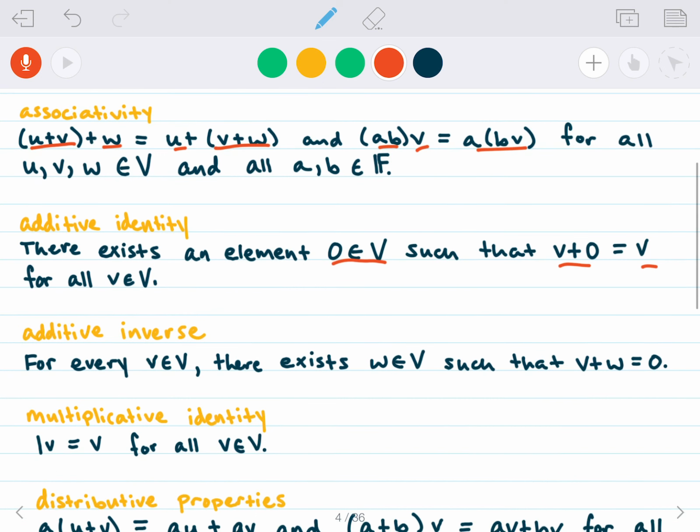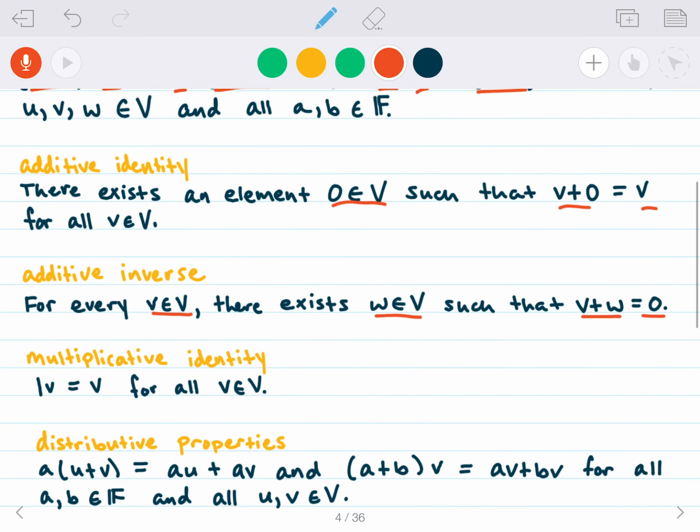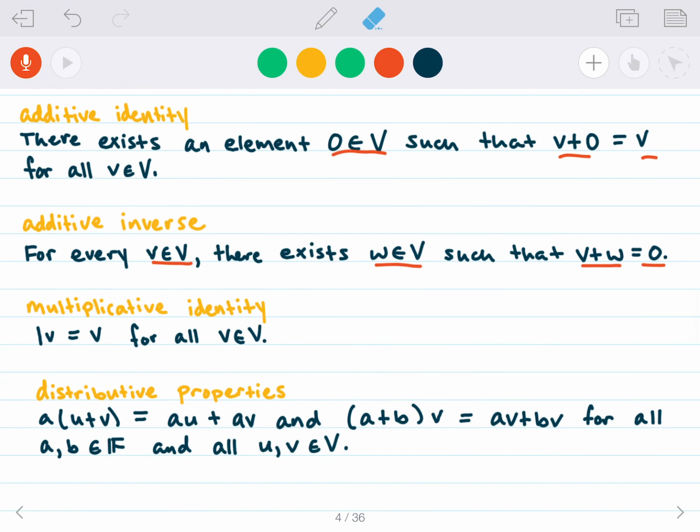Additive inverse, so for every vector in our vector space, there's some other vector so that when we add them, we get 0. So this, again, you can think of like your real numbers, -3 plus 3, or 3 plus -3. There's an additive inverse there. And we're going to get more abstract, so we're not necessarily dealing with real numbers, but in a vector space, all vectors have an additive inverse.